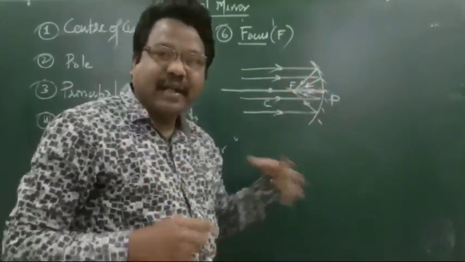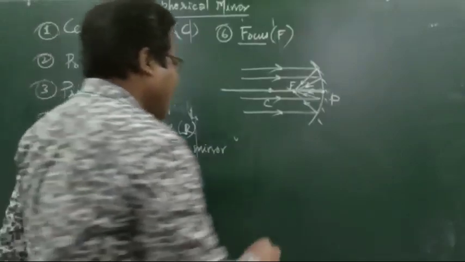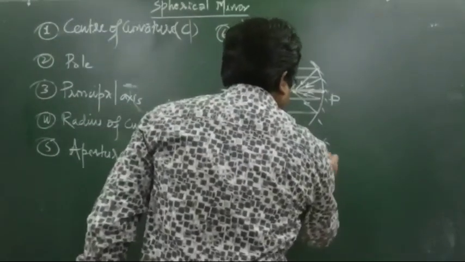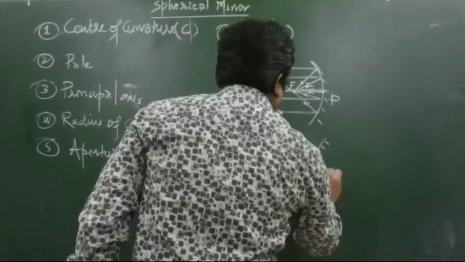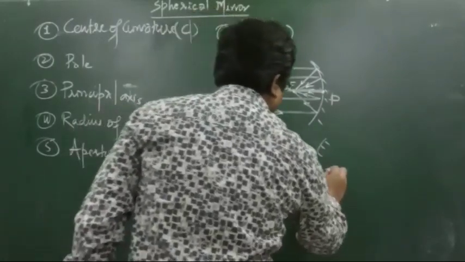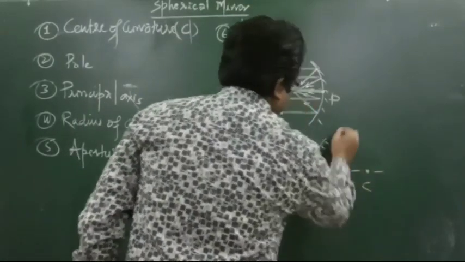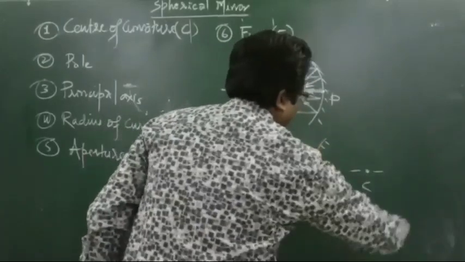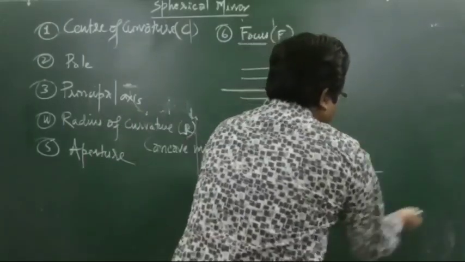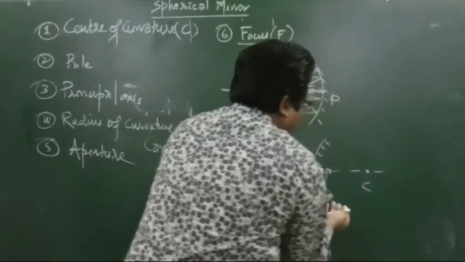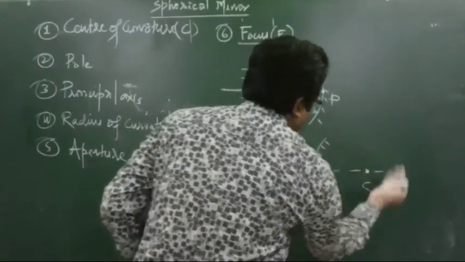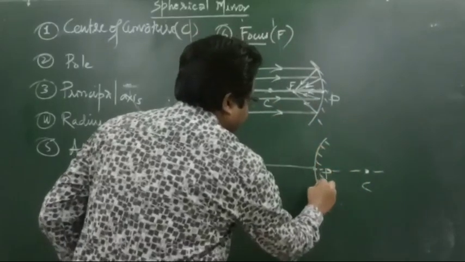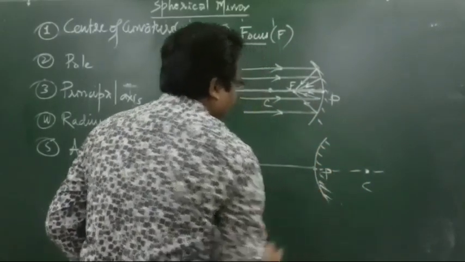This I have defined for the concave mirror. On the other hand, when you have a convex mirror, the definition will be almost the same, with a little change. Here is the pole, and the center is on this side, because the spherical glass has its center on this side. So for a convex mirror, the center is towards the right of the mirror. Here is the convex mirror.